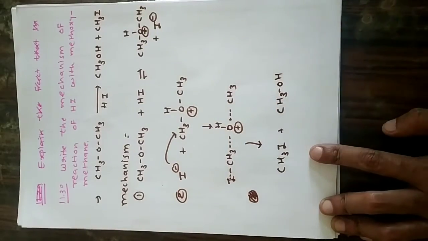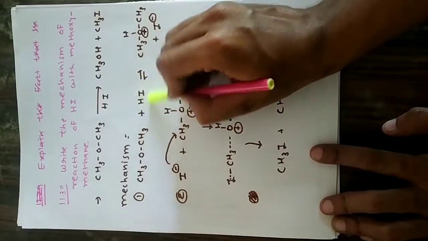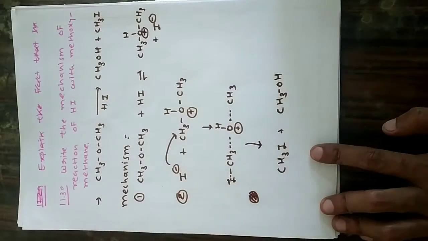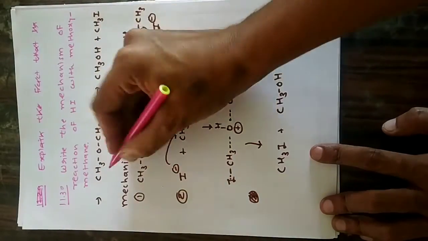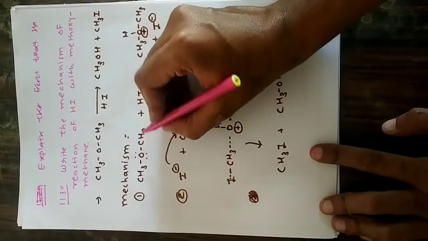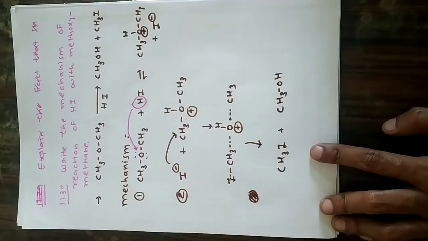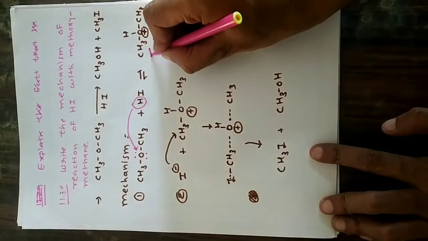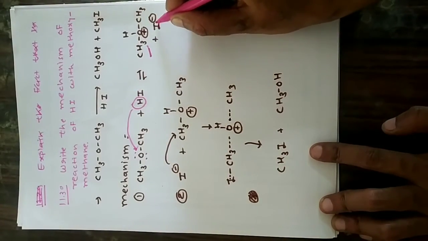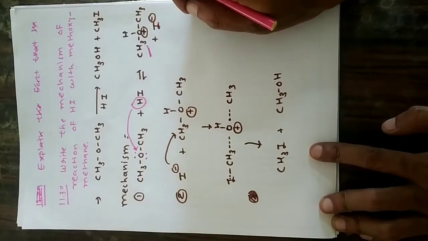Now for the mechanism, what happens here? HI, that is hydrogen iodide, is acidic in nature, so it will donate H plus. You can see oxygen has non-bonding electrons, so this H plus will attack on those electrons. So this intermediate will form, and iodine remains in the iodide form, I minus.